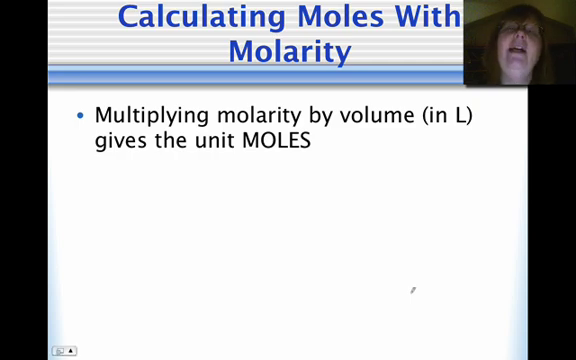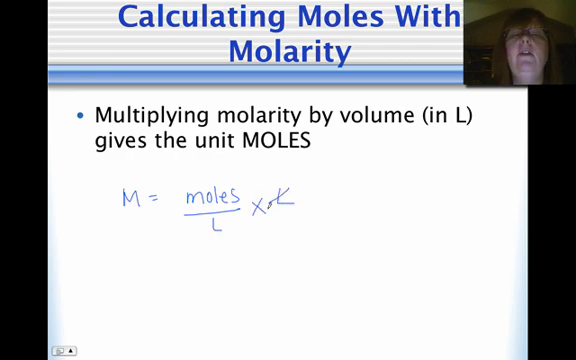Okay, welcome back. Now we're going to calculate moles using molarity. Remember, molarity is moles per liter of solution. If we took this molarity and multiplied it by a volume in liters, look what happens. The unit liters cancel and we're left with the unit moles. So molarity times volume gives you moles.